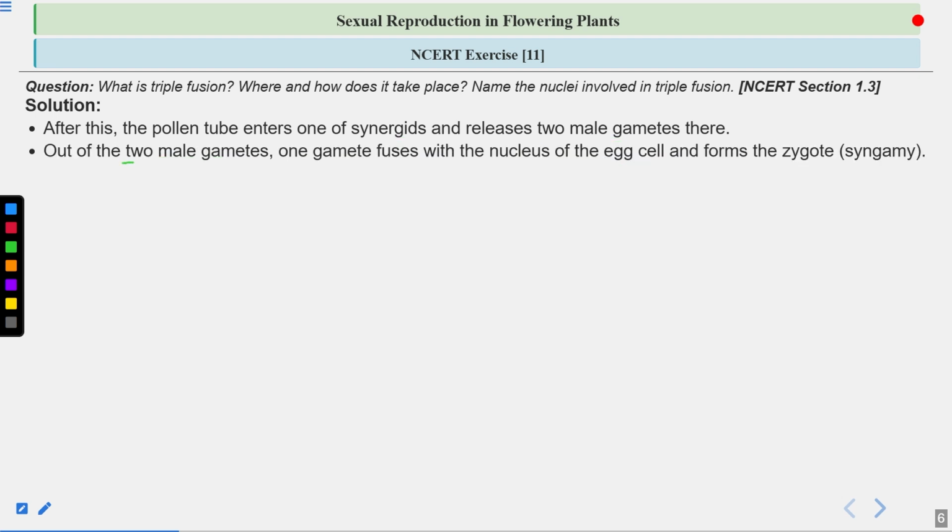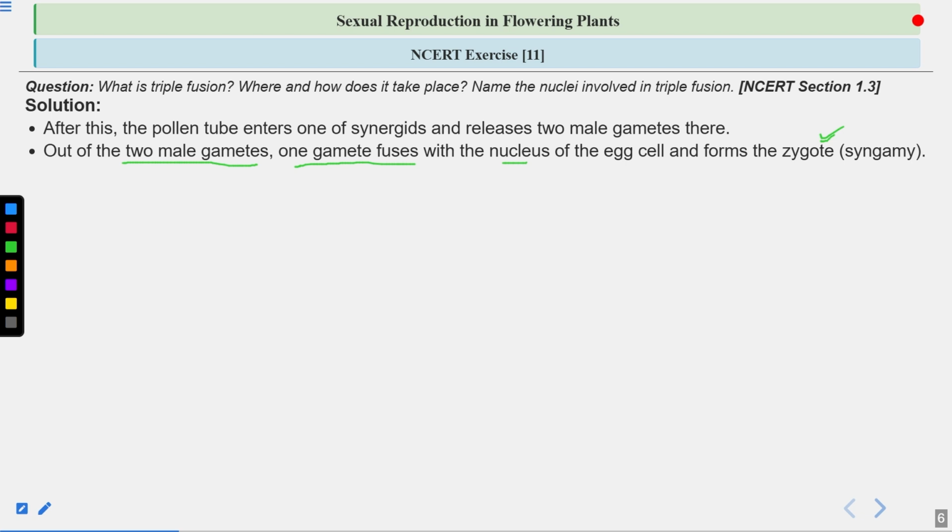Out of the two male gametes, one gamete fuses with the nucleus of the egg, and that results in the formation of the zygote. So the fusion of the first male gamete with the egg cell will form the zygote, and this process is called syngamy.